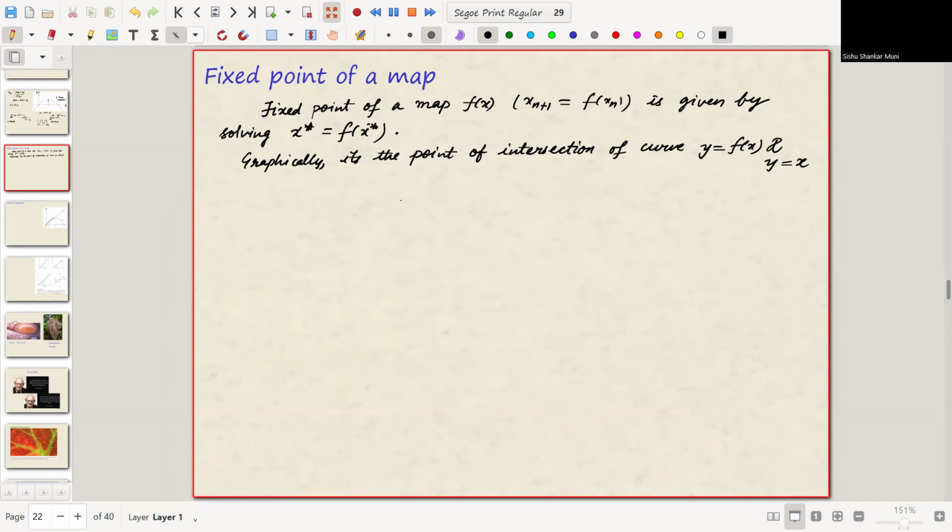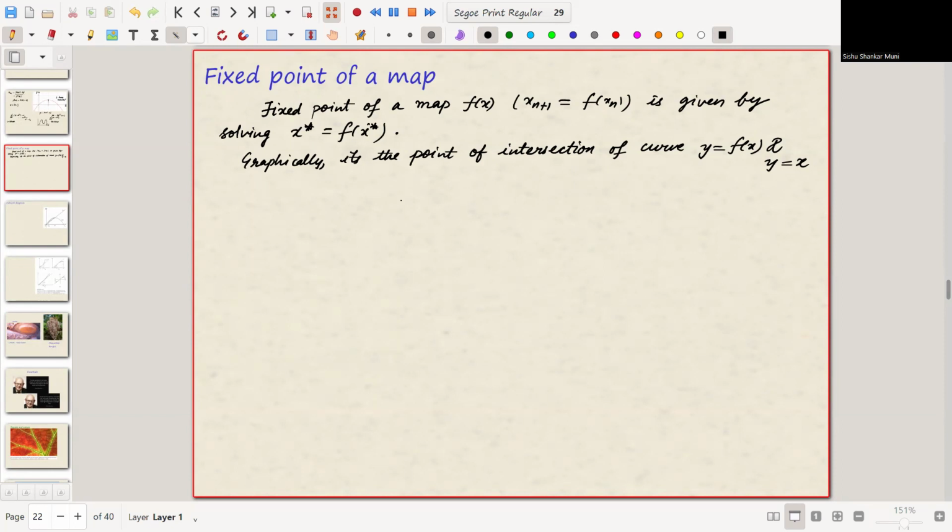Is it clear? So we have equated x star equals f of x star. If you plot y equals f(x), and you plot y equals x, then at the point of intersection, x star equals f of x star. Therefore, graphically you can find fixed points.